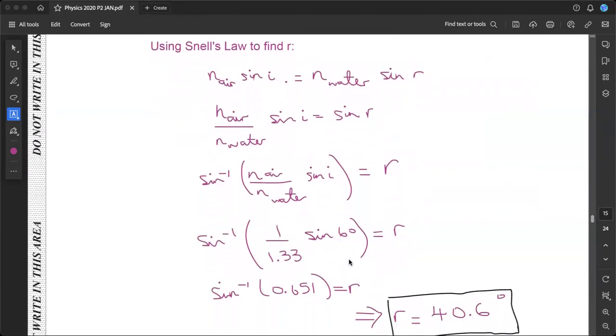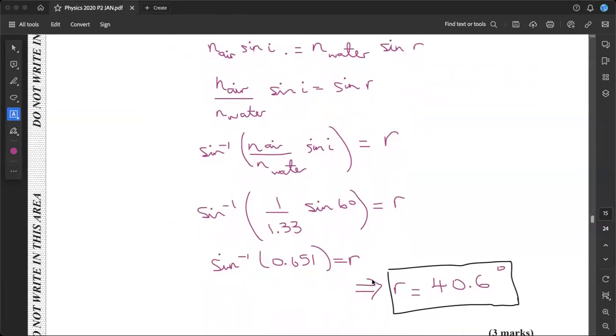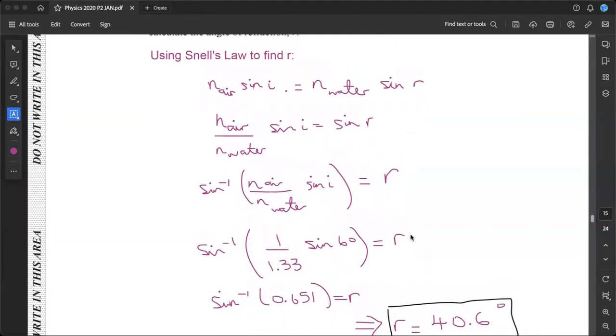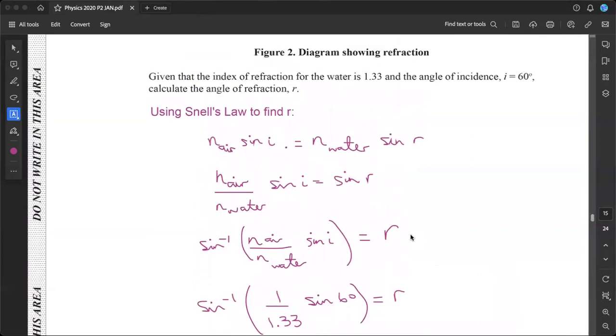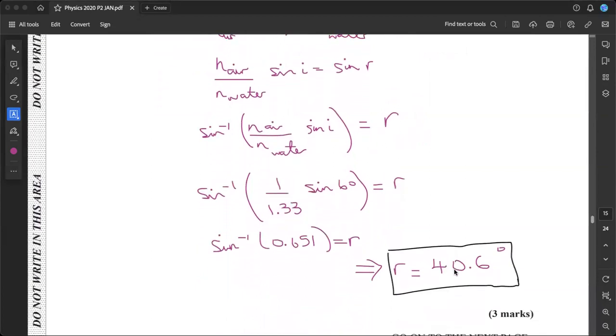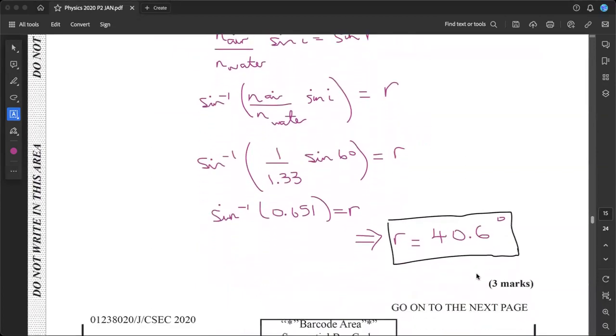And when we plug all of this into our calculator, we'll come out with an angle of refraction r equal to 40.6 degrees. So an angle of refraction of 40.6 degrees, that's what we get for our answer here. And remember, the key thing here is to realize that we're given refractive indices and we know our angle of incidence. If we want to find an angle of refraction, then we have to apply Snell's law to come out with that unknown angle of refraction, okay? So that's what we did here, and we ended up with this value here. That's for 3 marks, and we are good to go.